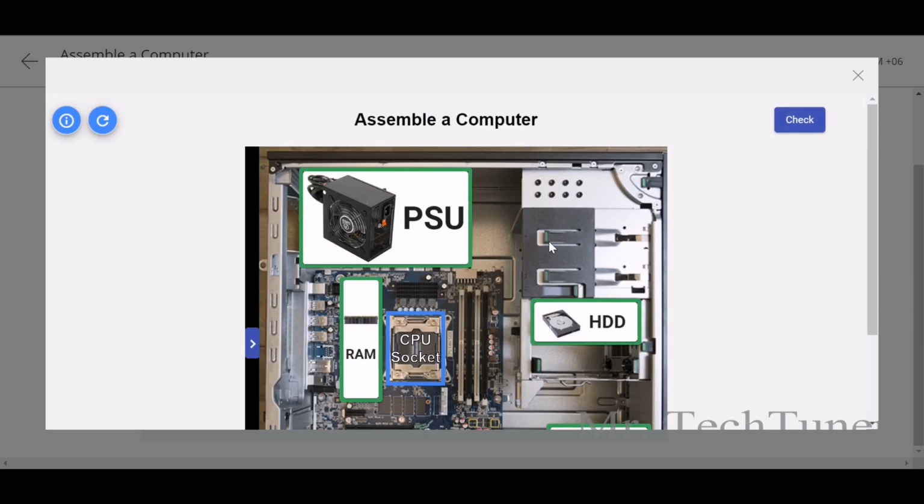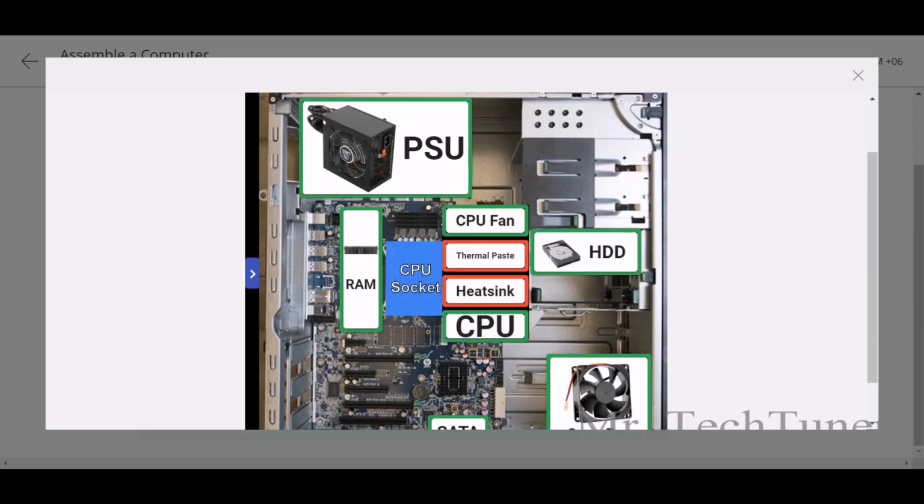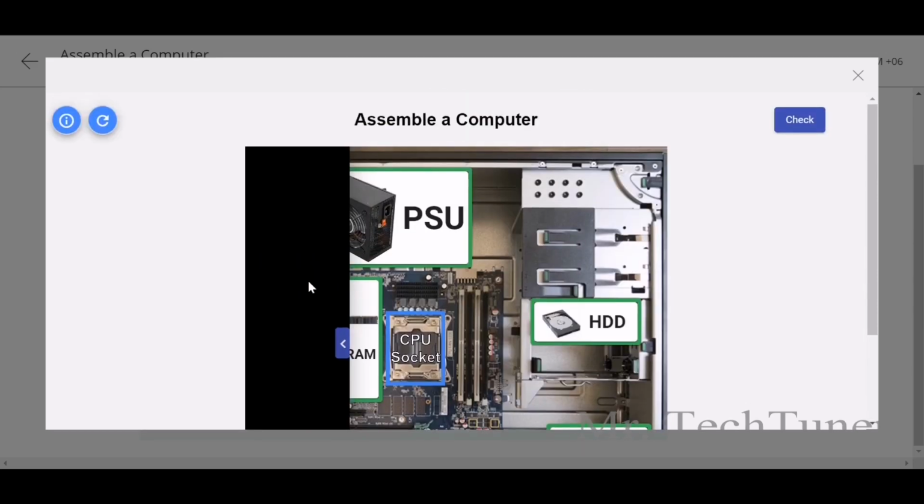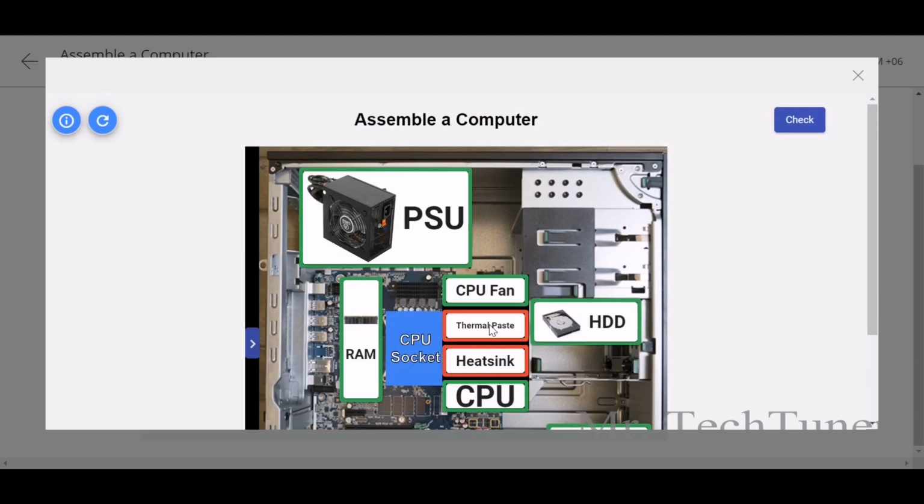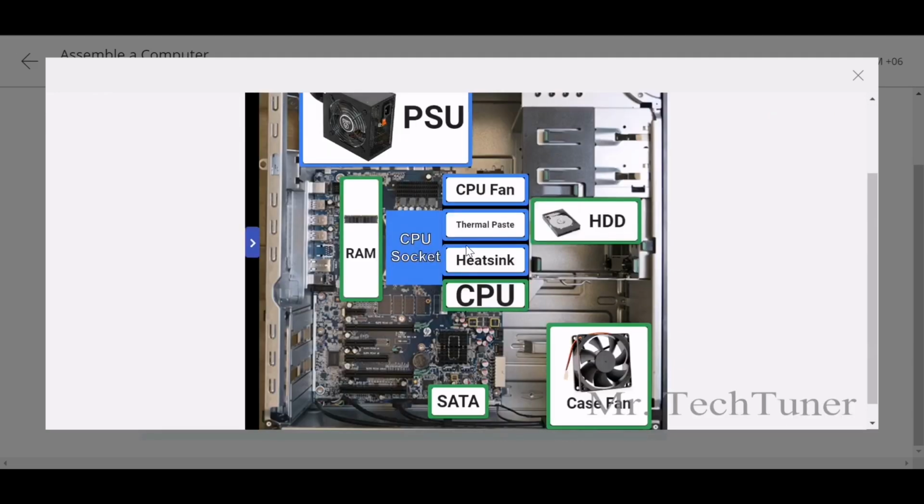Now check. Oh, where's my CPU socket? Thermal paste, heatsink. Oh, we made a mistake, and the mistake is very severe. So you shouldn't make this mistake that I have made. I placed the heatsink directly on top of the CPU, but that's not correct. We need to put thermal paste on the CPU, then the heatsink upon the thermal paste, and then the CPU fan.